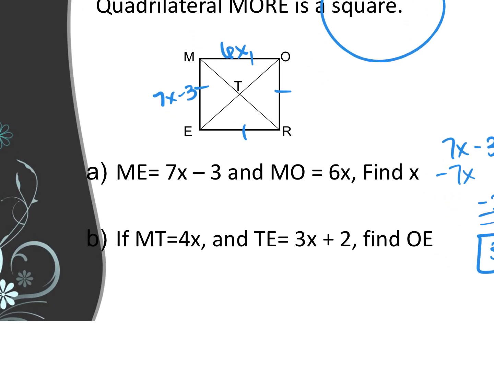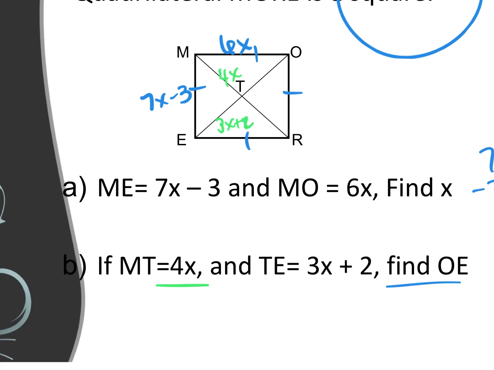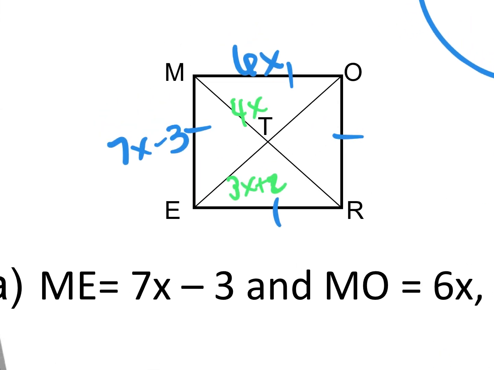Now, in B, are we just solving for x? No. Underline the fact it wants us to find OE. Now, let's see what it gave us. It gave us 4x for MT, so let's put 4x here. And we also know that it's TE, which is 3x plus 2. What do we do with these two? Because they're not part of the same diagonal. They're still equal to each other. Does anyone know why?